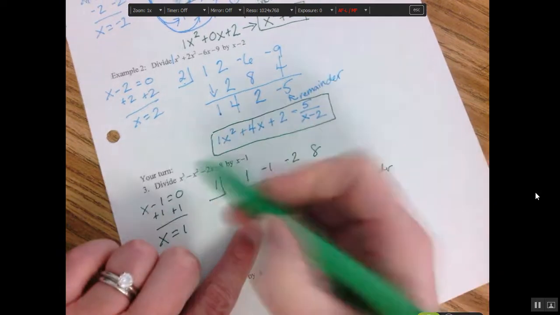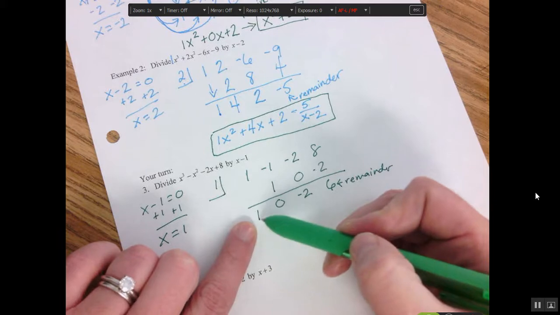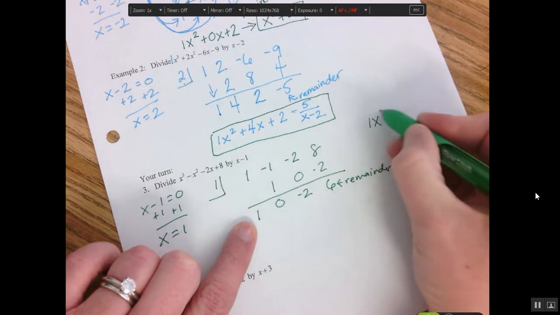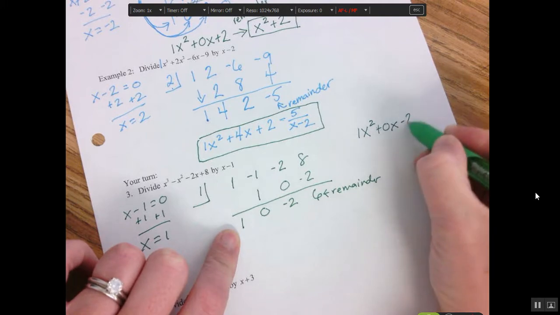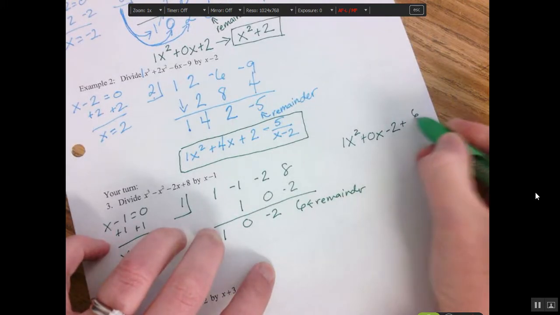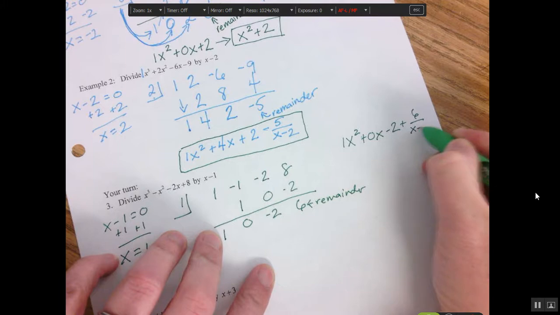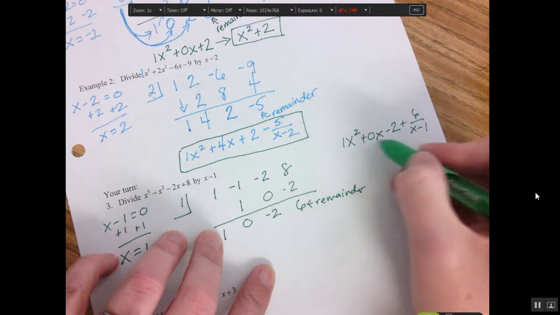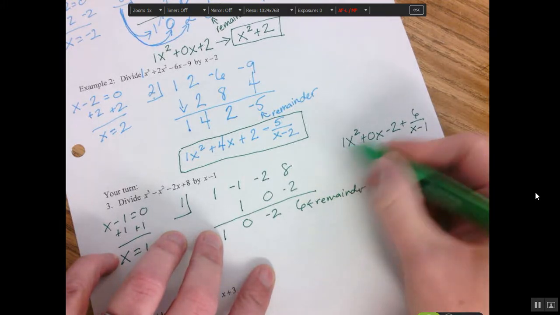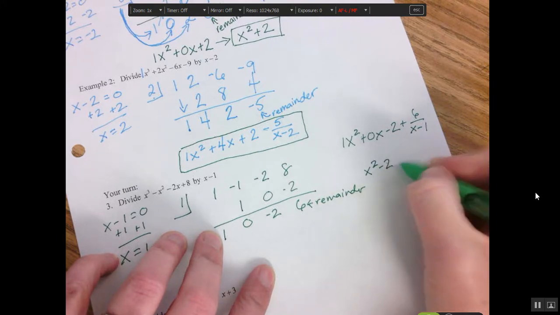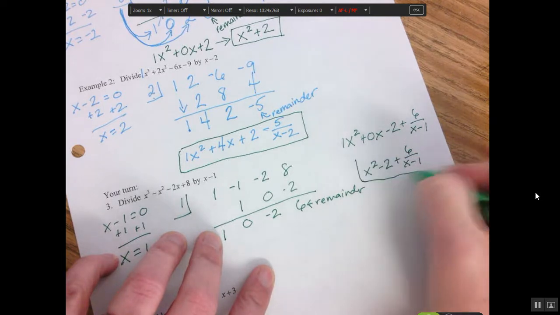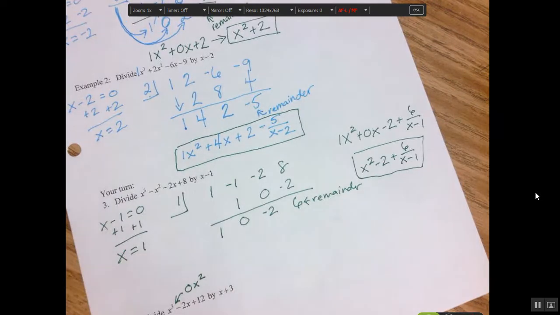So if I started with x to the third, this is going to be 1x squared, and 0x, and minus 2, and plus 6 over the divisor. And then you want to simplify your answer. Like you don't need to write 0x, and instead of 1x squared, you could just write x squared. So you have x squared minus 2 plus 6 over x minus 1. Okay, questions on that one?